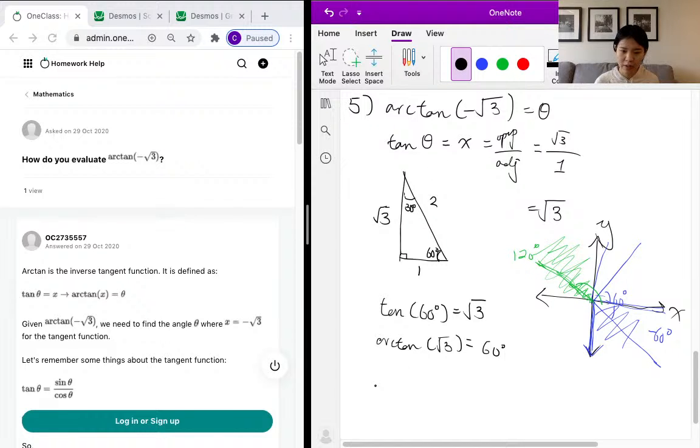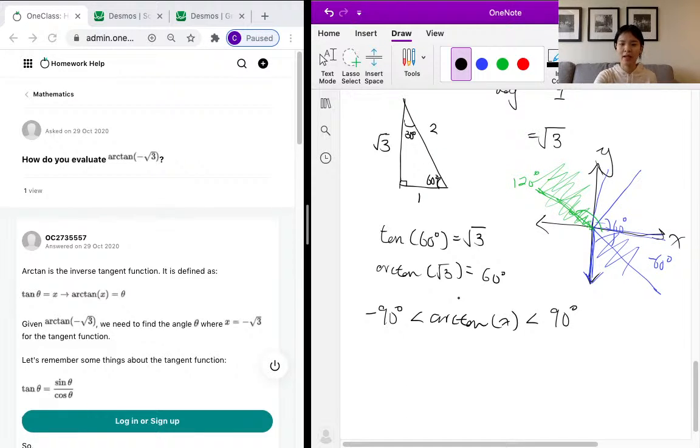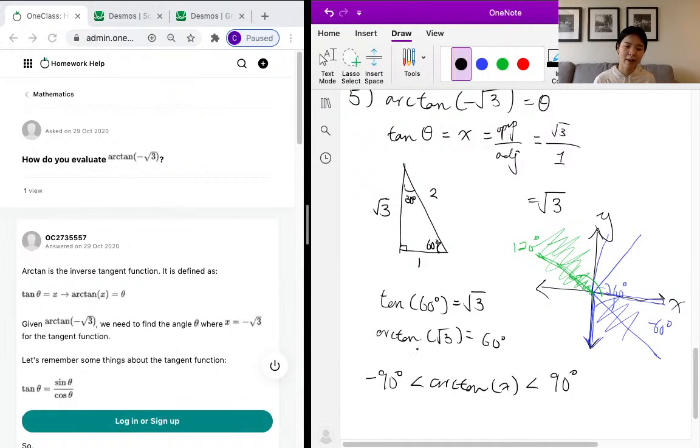However, you need to know that the value of arctangent is actually between negative 90 degrees and 90 degrees. I like to say pi over 2 or negative pi over 2, but it's fine, I'll do degrees over here. Why? Because we need to define the arctangent function as the inverse of the tangent function, and the tangent function technically doesn't have an inverse because it doesn't pass the horizontal line test.